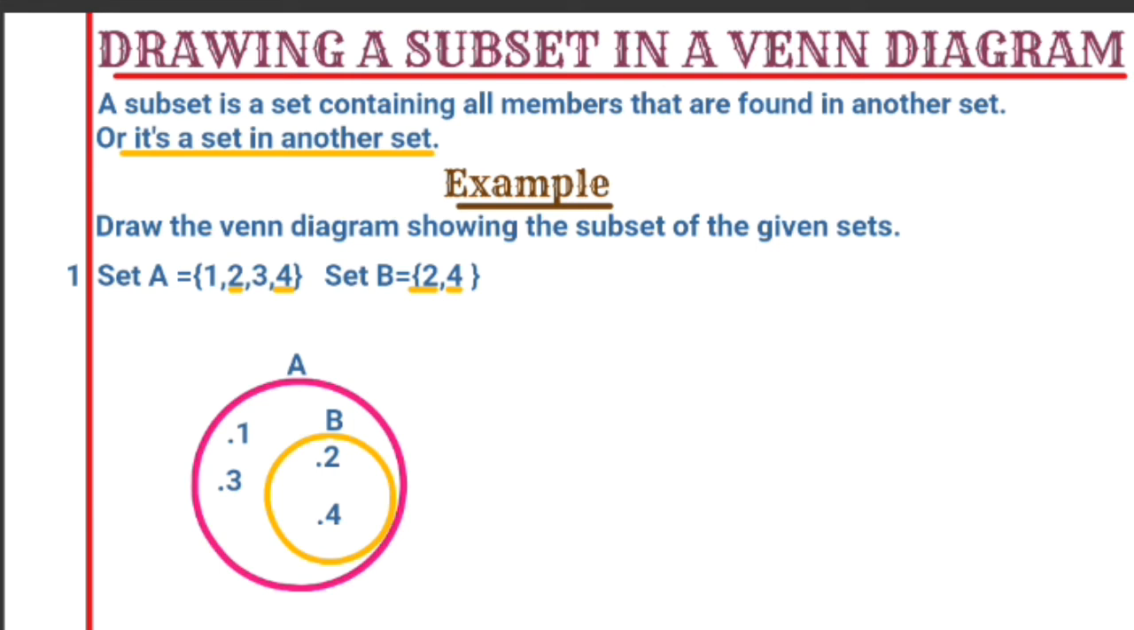Okay, let me illustrate more with the second example. The second example is set P equals A, B, C, D, E, F, G. Or set P has members A, B, C, D, E, F, G. Set Q has members A, C, E. These are the three members of set Q. According to the instruction, we are asked to write the Venn diagram showing the subset of the given set.